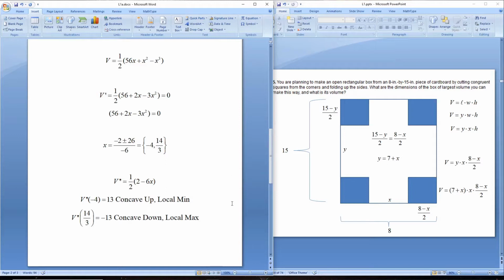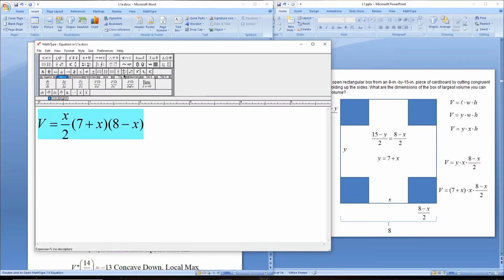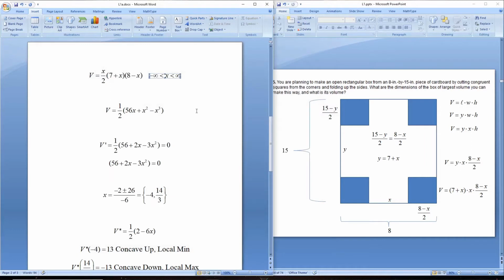But we do have to check endpoints. So remember, when looking at global extrema, we do need to consider the endpoints. And let's go back to the original function here. It is a polynomial, and a polynomial has all real numbers. So that's the endpoints for a polynomial.